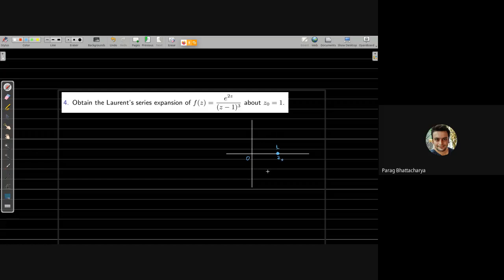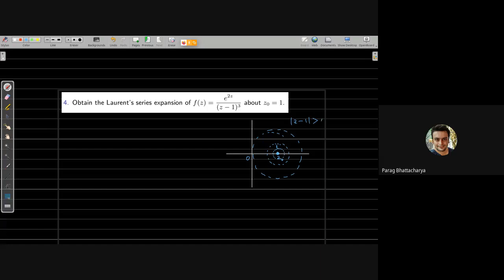Doesn't matter, any radius, as long as whatever region I'm choosing does not include this z naught. So it could be this small, or this large, or this large. It could be anything, okay? So the region that we're interested in is |z minus 1| greater than 0. That's what we're interested in.